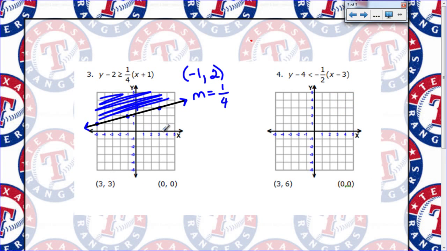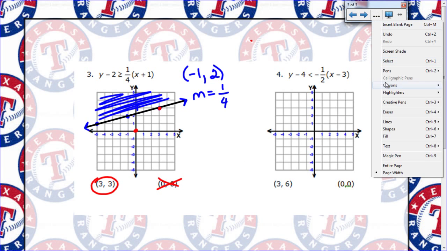So 3, 3 is right here on the line. Well, since my boundary line is solid, then that can be a solution, so it's okay. 0, 0, definitely not on the boundary line or in the shaded region, so there we go.